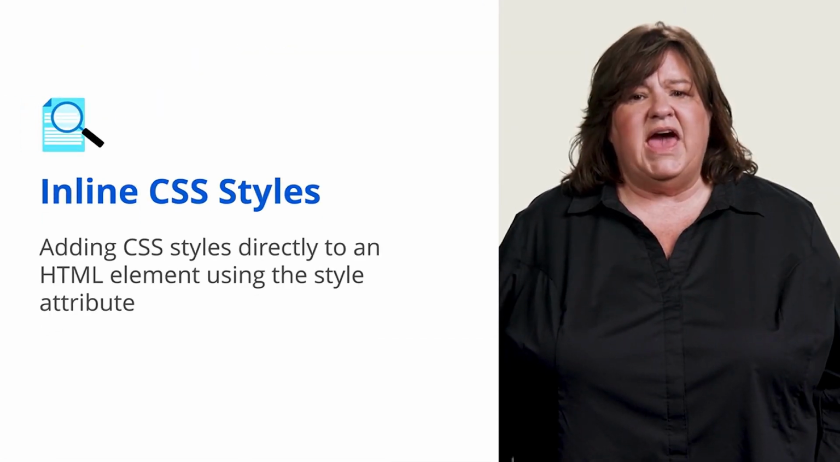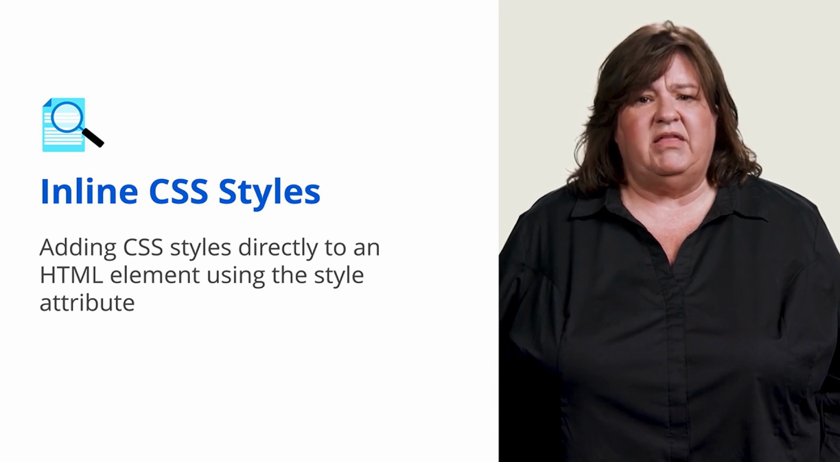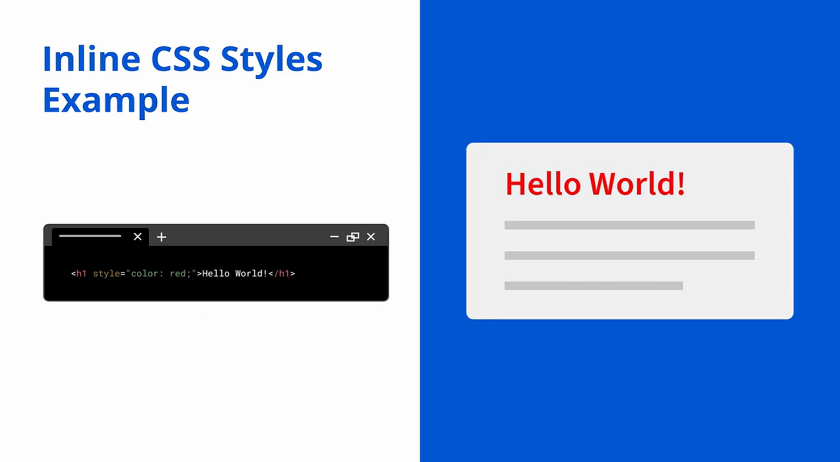This method involves adding CSS styles directly to an HTML element using the style attribute. Now, let's explore how to add inline CSS directly to an HTML element. In this example, we have an H1 tag that displays the text, "Hello World." We're using the style attribute within the opening H1 tag to apply CSS directly to this element. The rule color: red; changes the text color to red. Inline CSS is useful for applying quick, specific styles to individual elements. However, it's generally better to use an external or internal style sheet for larger, more maintainable projects.